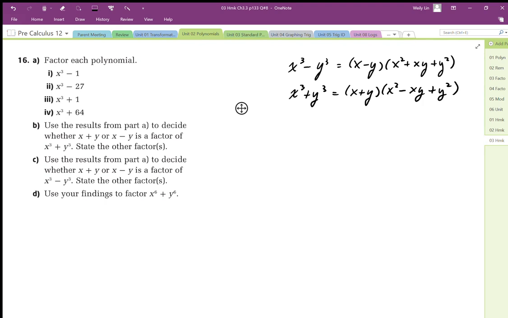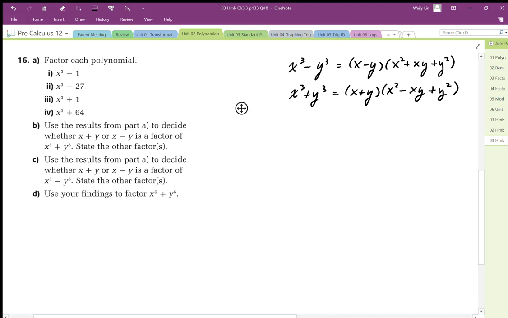Number 16 refers to a sum or difference of cubes. So each one of these has like x cubed minus 1 cubed. Here this would be x cubed minus 3 cubed, x cubed plus 1 cubed, and x cubed plus 4 cubed. Now we could break this down using factor properties and synthetic division, and that's perfectly fine, and that's what they kind of expect you to do. However, there are formulas for difference of cubes and sum of cubes, and the formulas look like this.